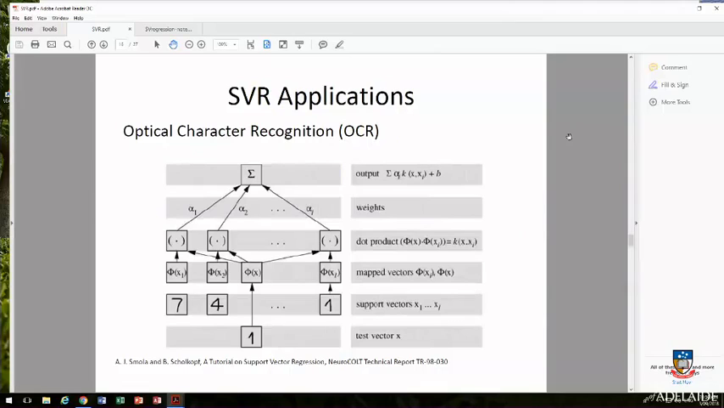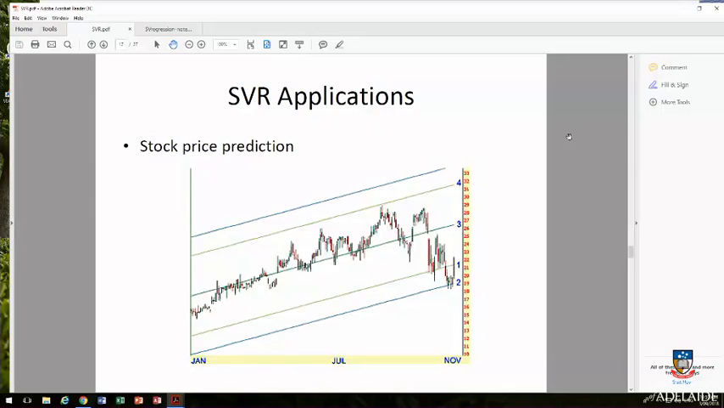Before deep learning became so popular, like 5-6 years ago, support vector regression was one of the most popular methods for regression. And indeed, for some real applications, it works very well. For example, we can apply it to OCR, and stock price prediction is also a typical regression problem.